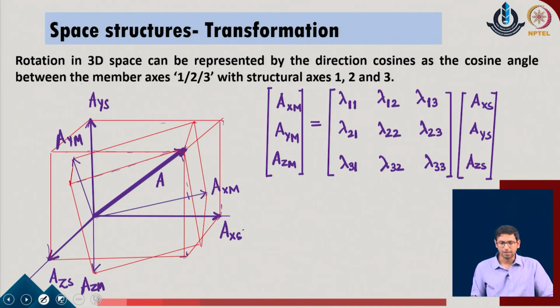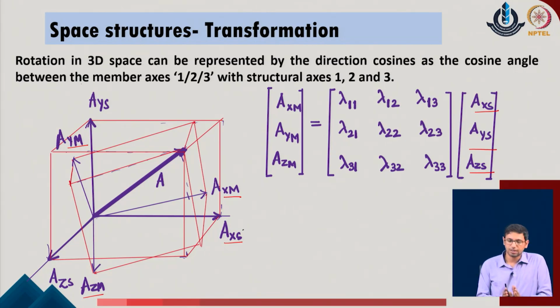With this idea in mind, these are my three member axes, say xm, ym and zm in the given system, and the structural system is defined with respect to xs, ys and zs. They could be displacements or forces, but the simple thing is that they are represented with respect to the member and structural coordinates of the given system, and they are now connected with a 3 cross 3 matrix which we have represented like this.